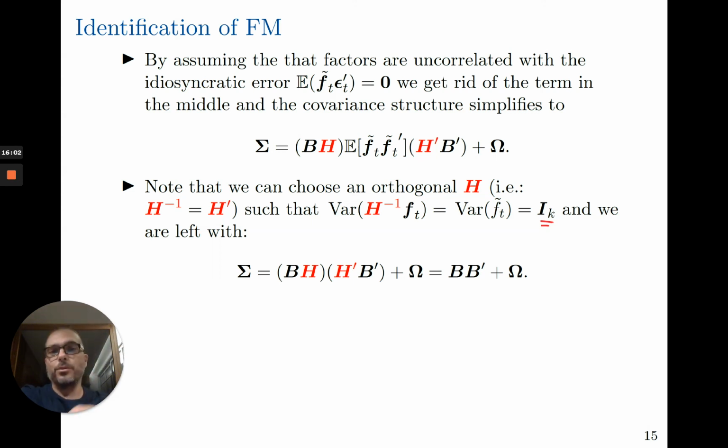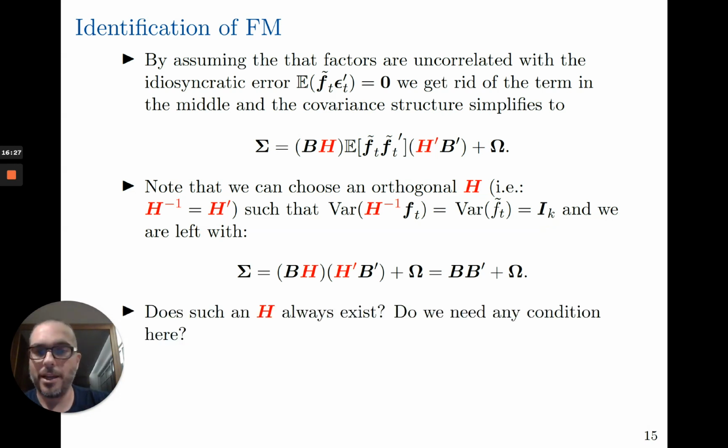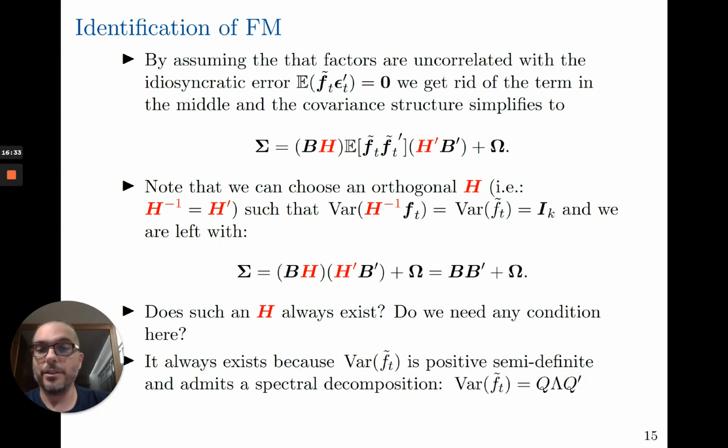Okay? So basically we see that if we multiply by any H, we can get exactly the same model. So now we have to restrict which H we are going to look at. So the first thing, we want an orthogonal H, okay, such that we get this expression on the slide. So does such an H always exist? Do we need any condition here? It will always exist because the variance of this F tilde is positive definite and admits a spectral decomposition.